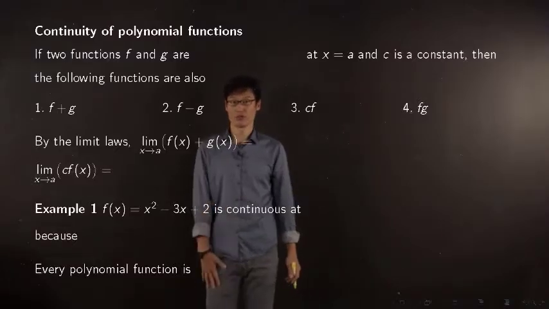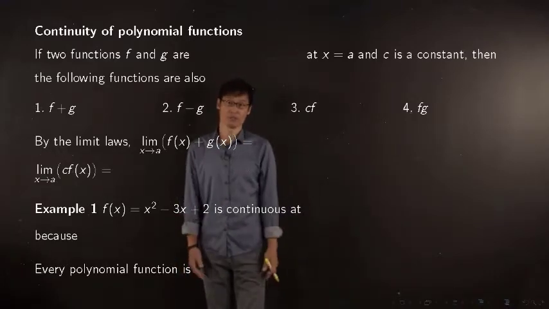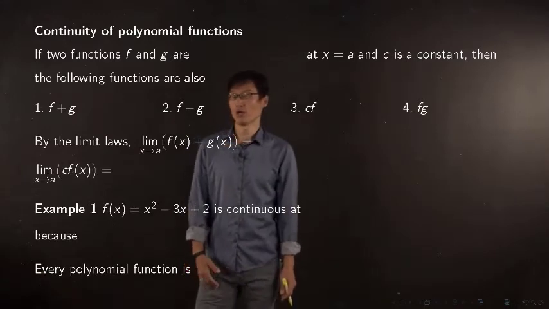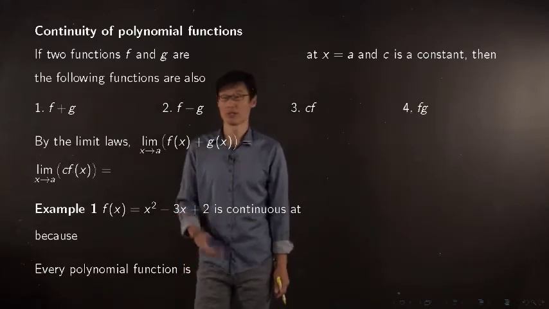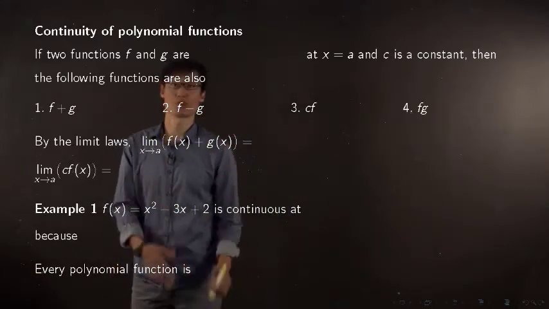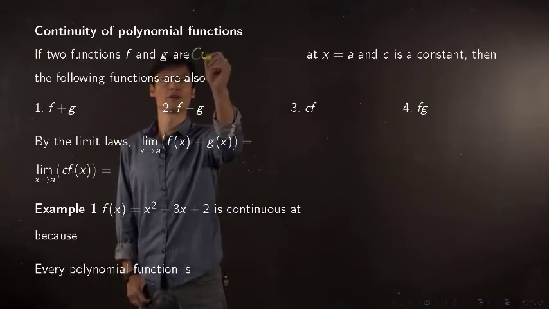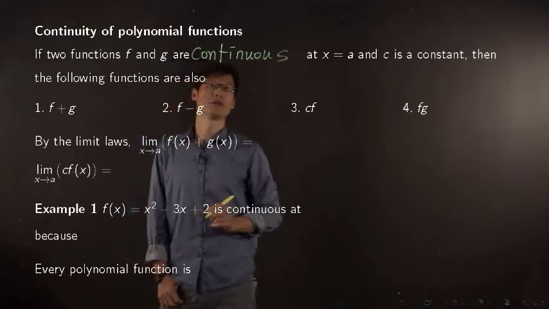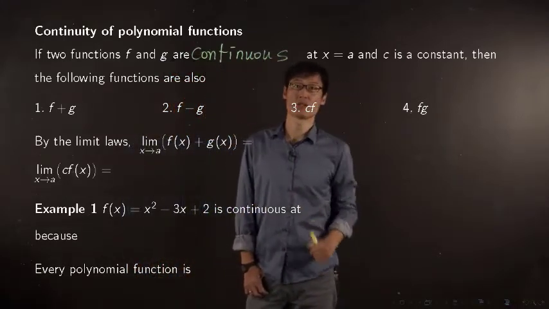There are a lot of continuous functions. The first example is polynomial functions. So suppose we have two functions f and g that are continuous at x equals a, and c is a constant.